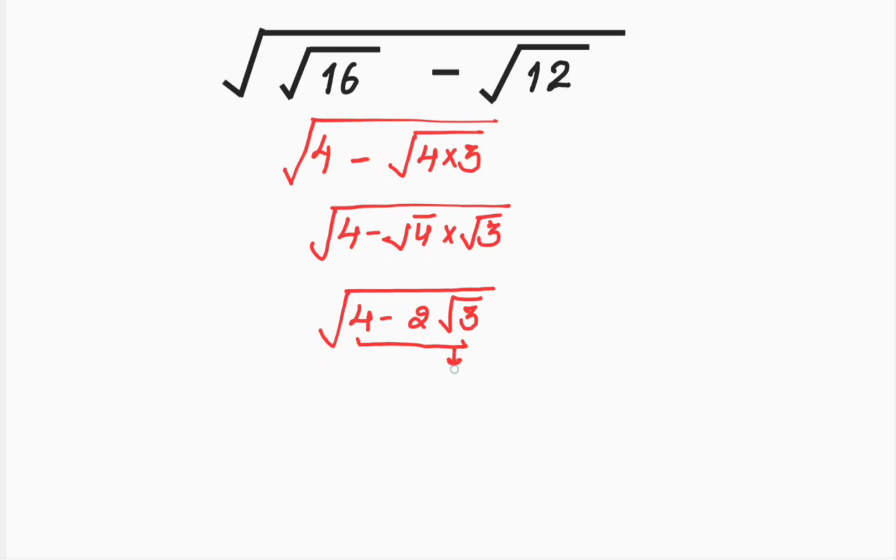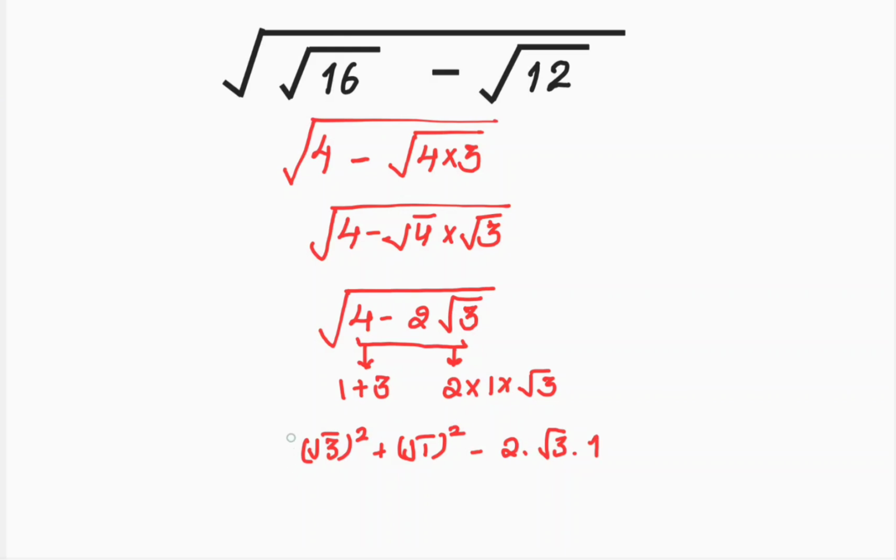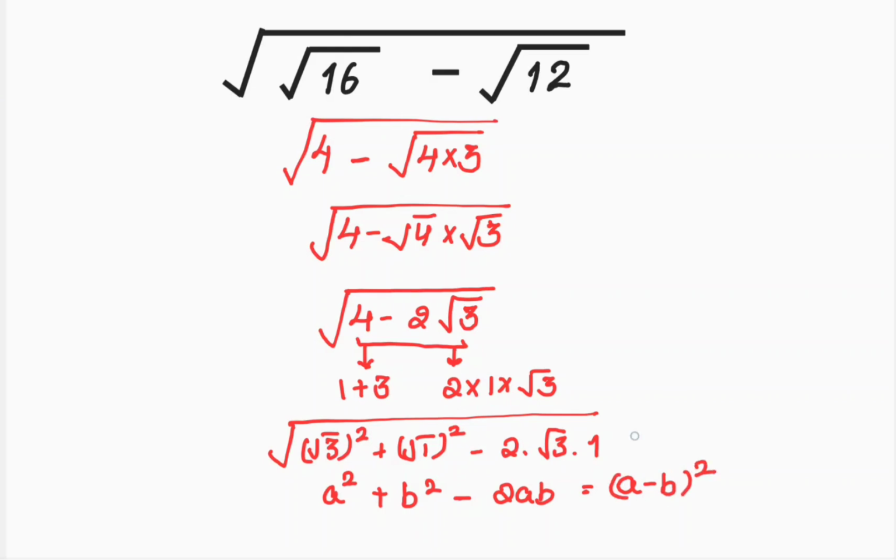So 2 root 3 can be written as 2 into 1 into root 3, and 4 can be written as 1 plus 3. We can rewrite this as root 3 square plus root 1 square minus 2 into root 3 into 1, and the square root of this whole thing. So we get this question in the form of a square plus b square minus 2a into b, which is equal to a minus b whole square. Therefore, this can also be written as root 3 minus 1 whole square.